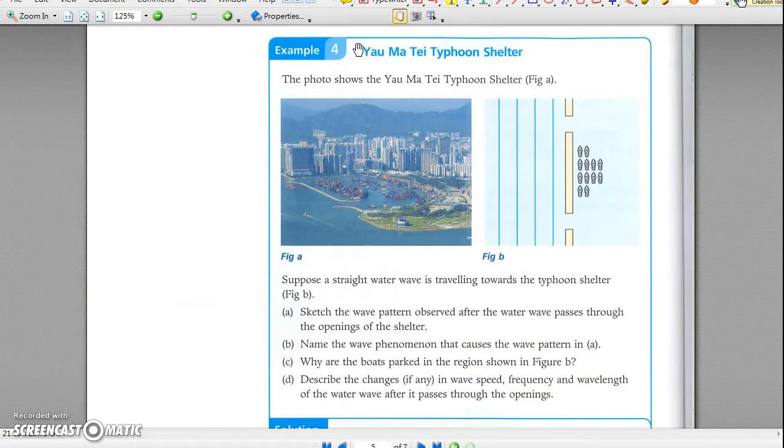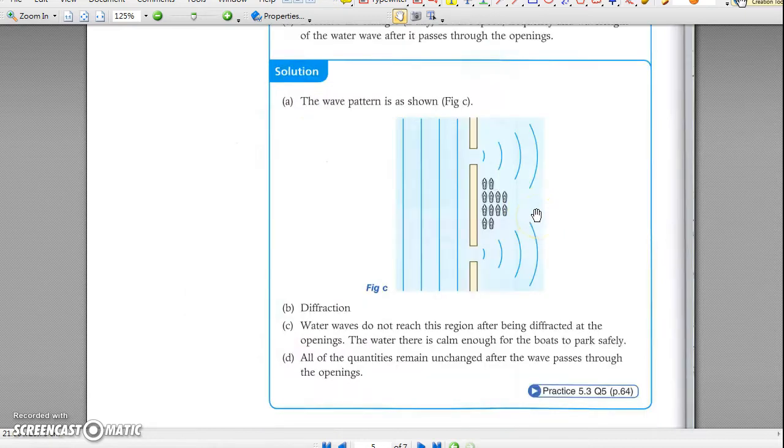In example 4, the reason why the balls are so packed is explained by the phenomenon of diffraction of water waves.